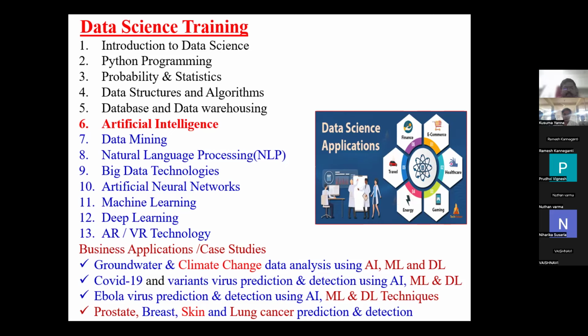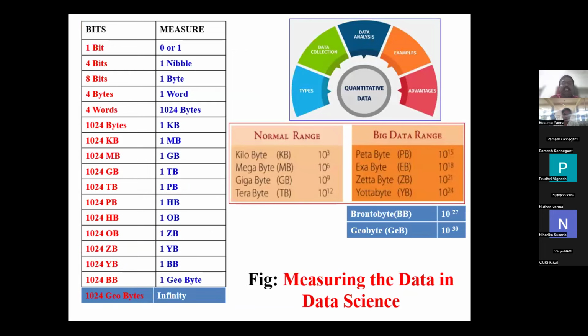So these are the current business applications and case studies. Right now, I'm implementing on groundwater data and climate change data analytics using AI and machine and deep learning techniques. And for the past 4 years, from 2020 onwards, I'm in the data science research laboratory. I have implemented nearly 152 projects in various health domains, educational domain, weather forecasting, traffic data analytics, and viral diseases, Omicron virus, Ebola virus, and prostate, breast, skin, and lung cancer prediction and detection by using artificial intelligence and statistical machine and deep learning techniques.